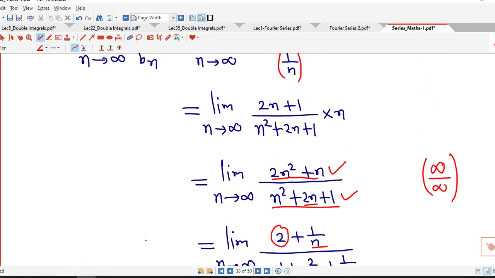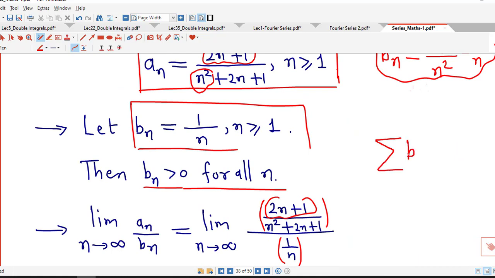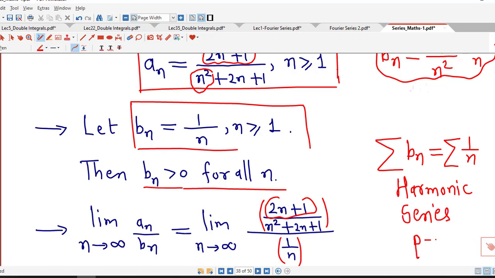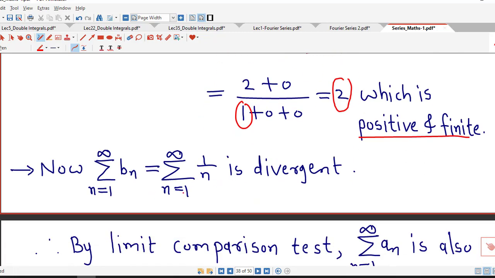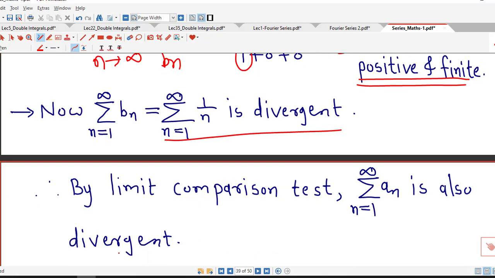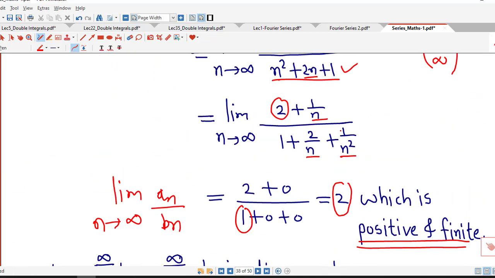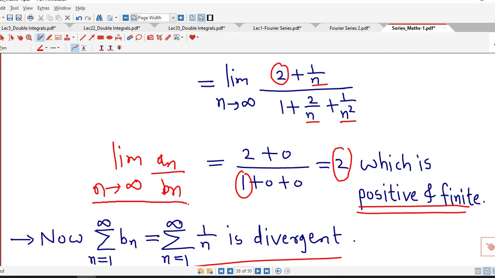So now we concentrate on the selected series. The selected series is sigma bn, which is nothing but sigma 1 by n, and this is the harmonic series. We know that the harmonic series is divergent because it is a p series with p equal to 1, and a p series is convergent only if p is greater than 1. So now sigma bn is divergent, and this limit of an over bn as n tends to infinity is positive and finite. Therefore, by the limit comparison test, sigma an, the given series, is also divergent. So here we are applying the first part of the limit comparison test, which says that if the limit of an upon bn is positive and finite, then sigma an and sigma bn both converge or both diverge.